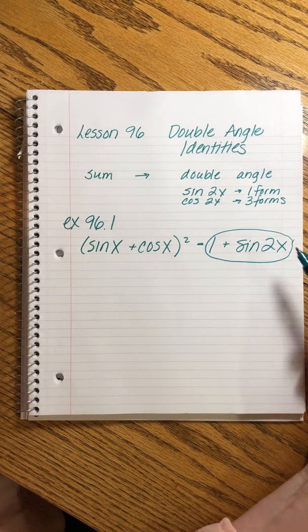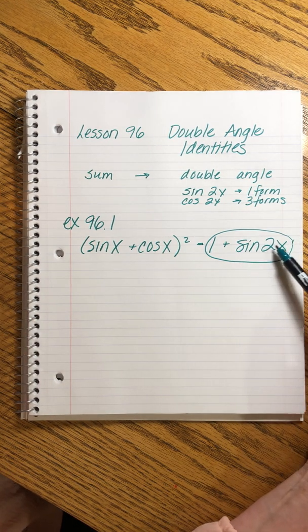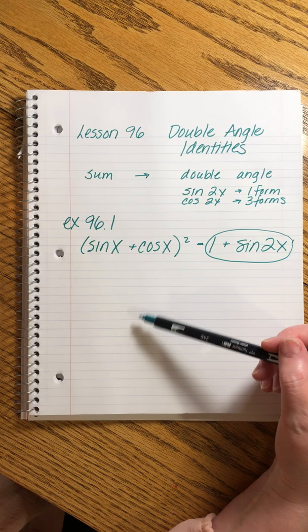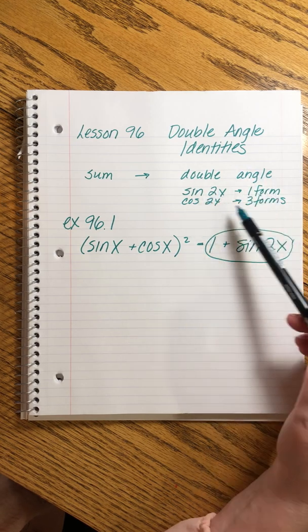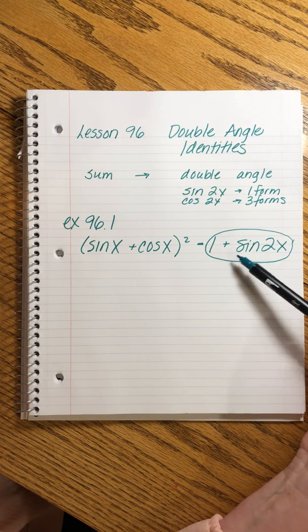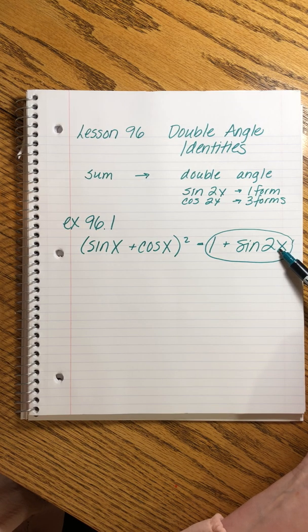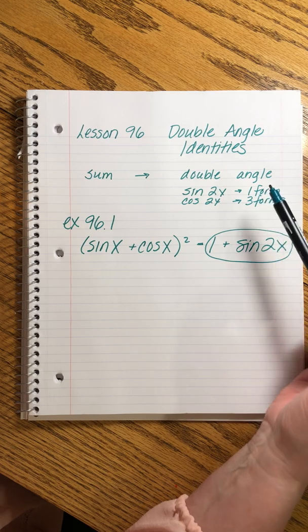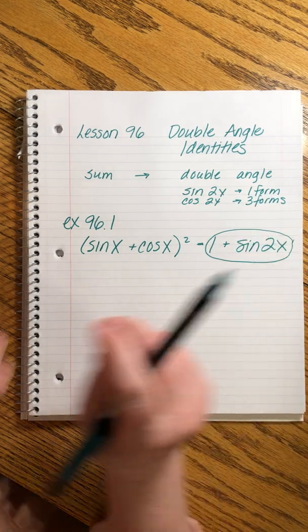Now, as I look at this, I see that it's got a double angle identity in it right there. That gives me a pretty good idea that somewhere along the line, I'm going to need to use a double angle identity to create that. I see that it's sine of 2x. Sine of 2x only has one form, so I'm happy about that. At least it'll be simpler.